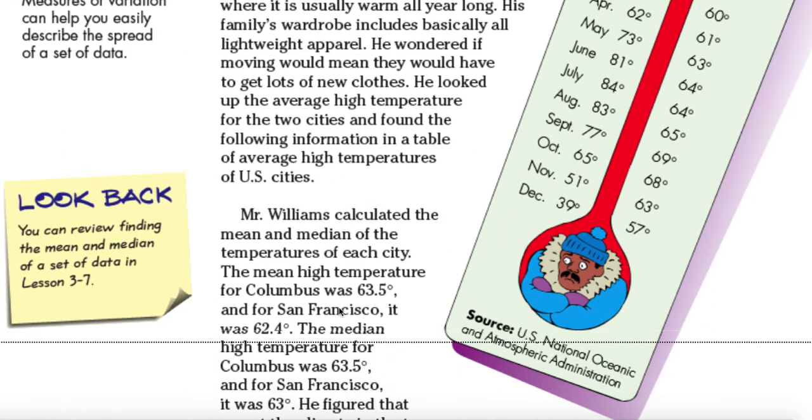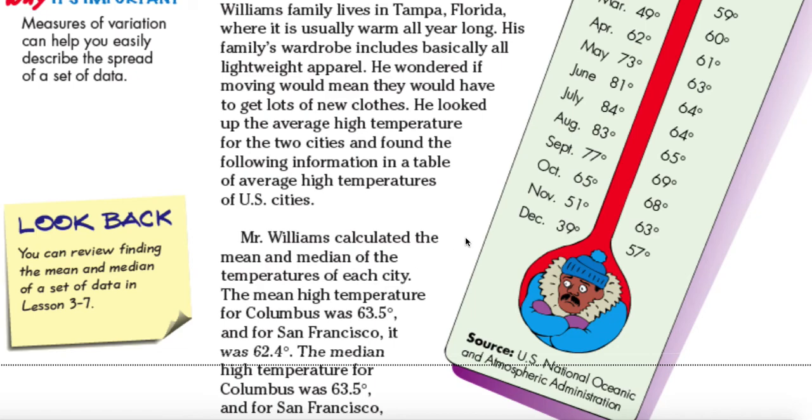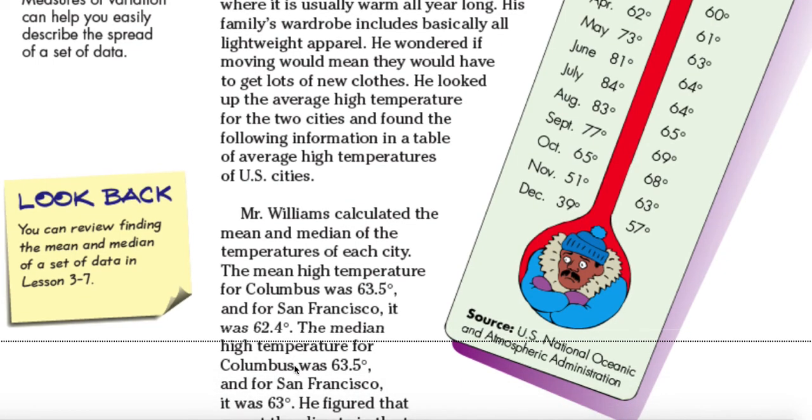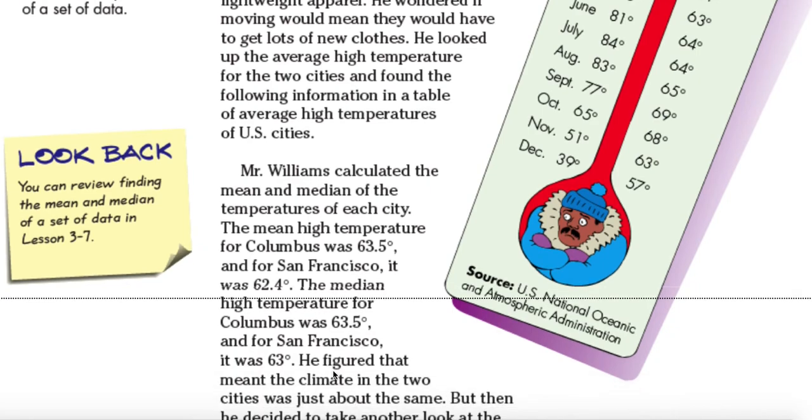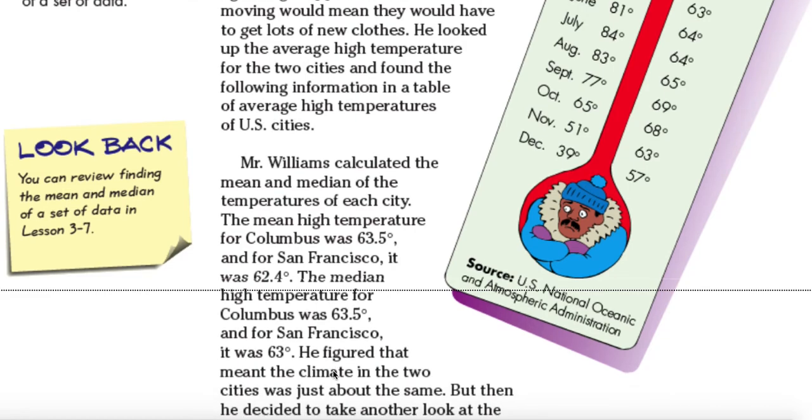So Mr. Williams calculated the mean and the median of the temperatures of each city. The mean high temperature for Columbus, Ohio was 63.5, and for San Francisco it was 62.4. So the median high temperatures for Columbus was 63.5, and for San Francisco it was 63. So they're almost the same, very close to each other. So he figured that that meant that the climate in the two cities was just about the same.